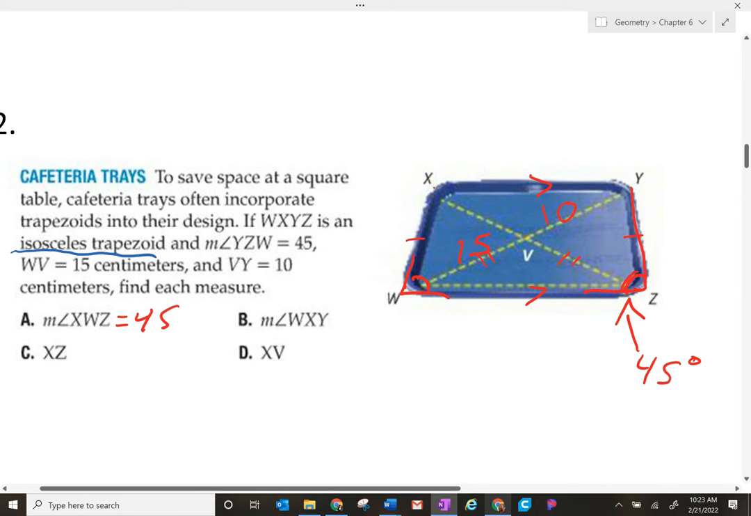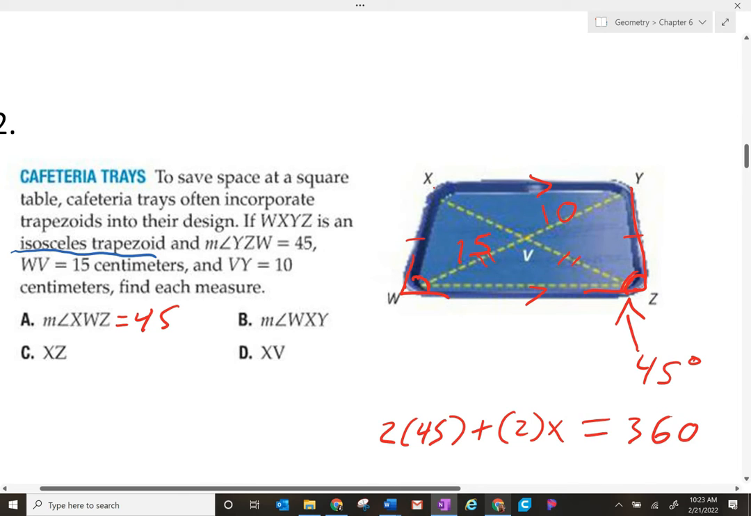On to part B. It says WXY. So WXY, this angle up here. I need to figure that part out, just like that sample problem we did before. How do I set it up and how do I solve it? 2 times 45. Perfect. Plus 2 times x. Whatever variable, yep.